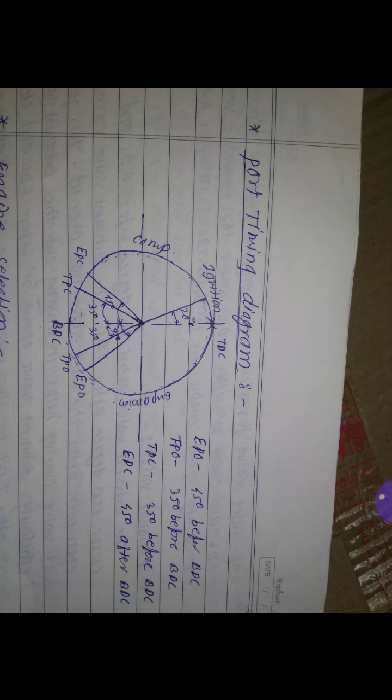So in this case, the diagram indicates the notation TDC, that is top dead center position, and BDC, bottom dead center position. After that EPO, that means exhaust port open. After that TPO, that means transfer port open. After that TPC, that means transfer port close, and EPC, that means exhaust port close.